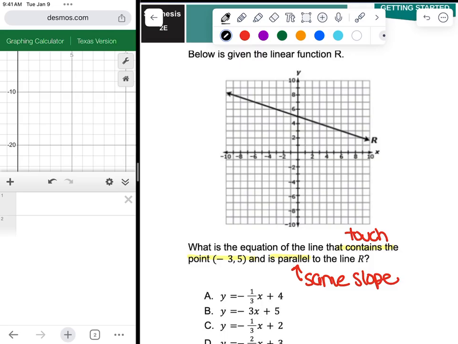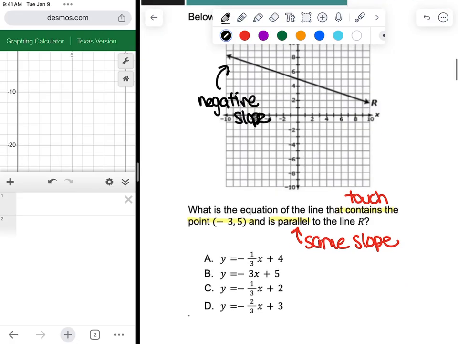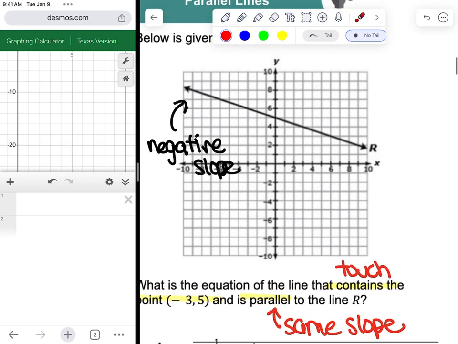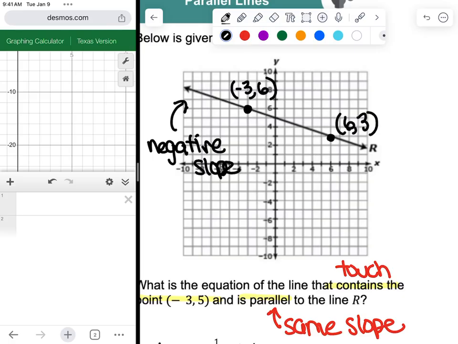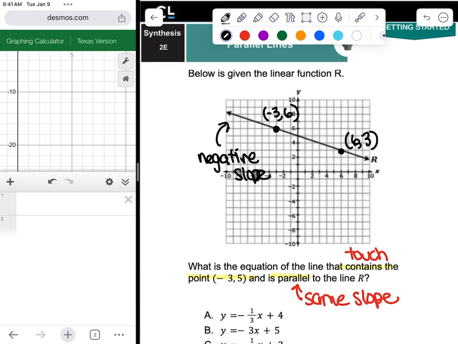First thing I want to notice is that this line is negative. This is a negative slope. So we have negative slope right here. So if I'm going to be parallel, I also want a negative slope, which if I look at all three of my answers, oh, hey, that's the case for all of them. So now I need to actually find the slope of line R. So I'm going to find 2 points like negative 3, 6 and 6, 3. And I'll go to Desmos, make a table to find the slope.